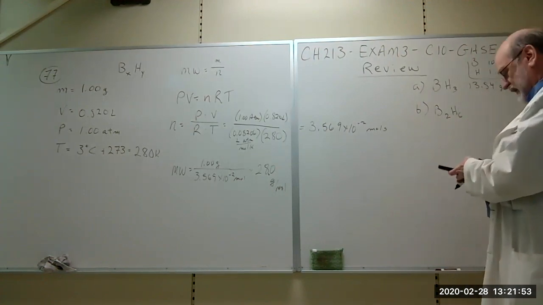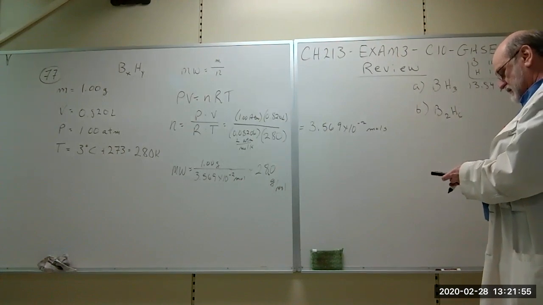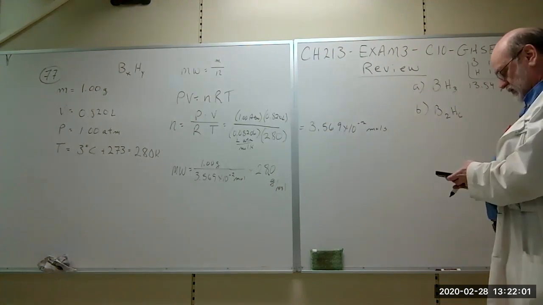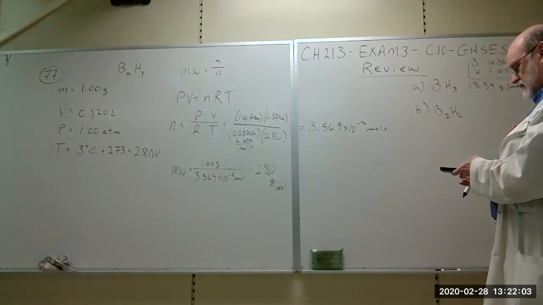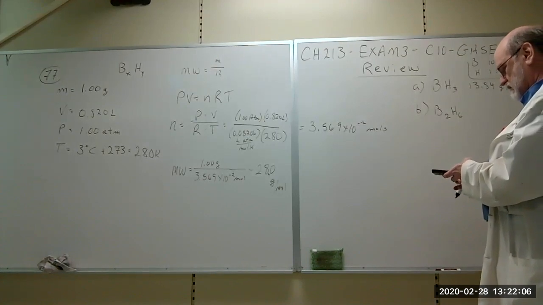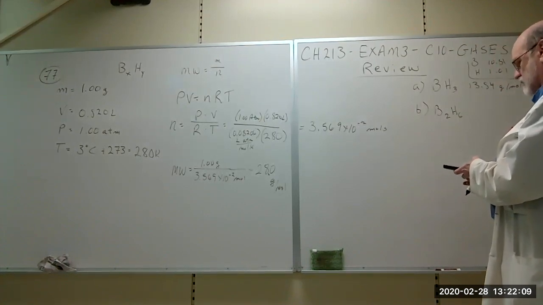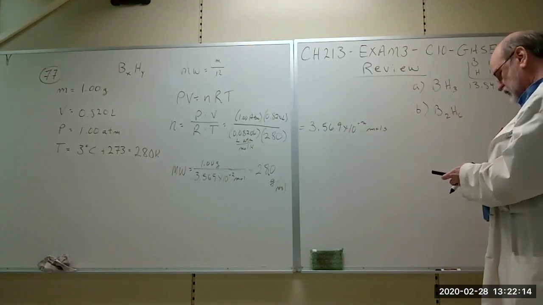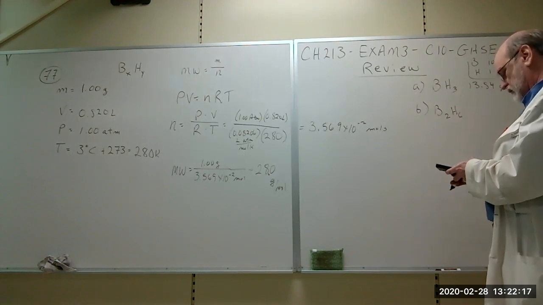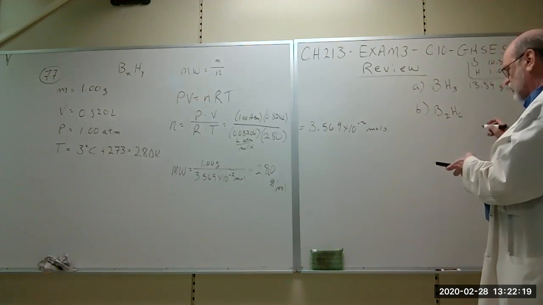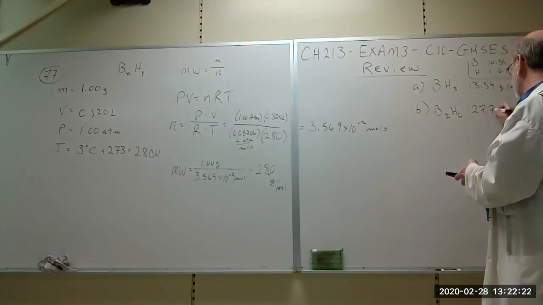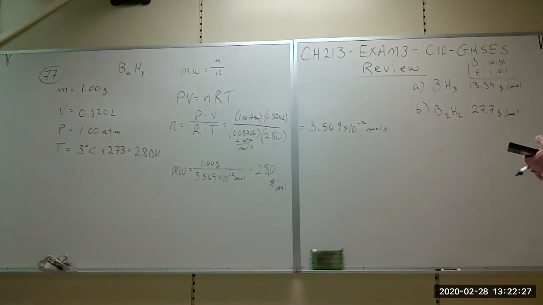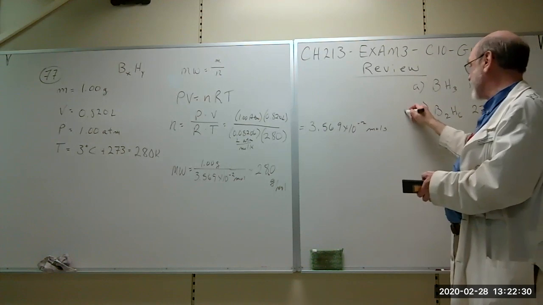Well, 10.81 twice and 6 hydrogens. What did I do wrong? I did something wrong. Let me try it again. Times 2. There we go. 27.7. Okay. That's pretty close. It's a good candidate.